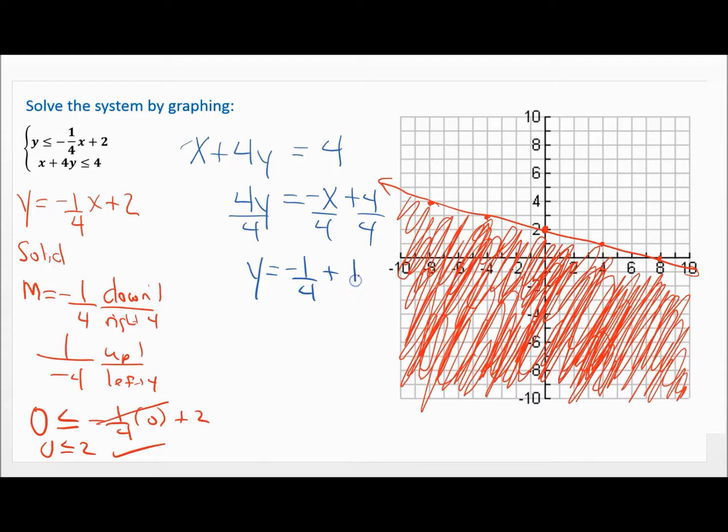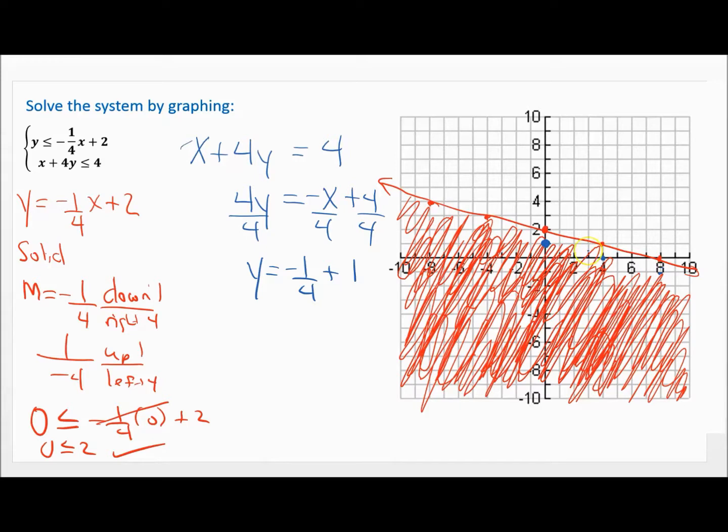4 divided by 4 is 1. So my y-intercept is 1, right here in blue. Now I'm supposed to count down 1 and right 4. Okay? So from the blue, I've got a mess going on. I can't even see my xy axis. Down 1, right 1, 2, 3, 4. Down 1, right 1, 2, 3, 4.